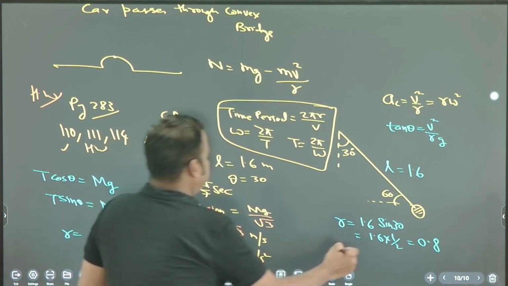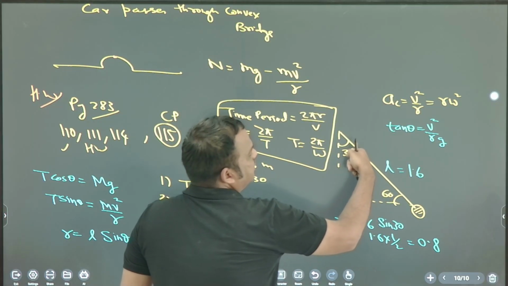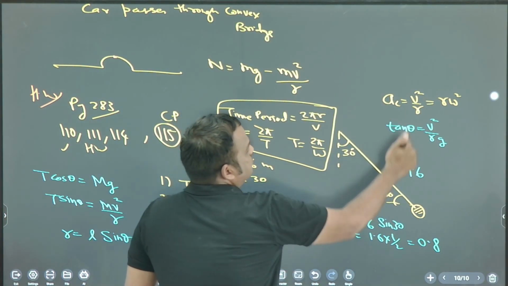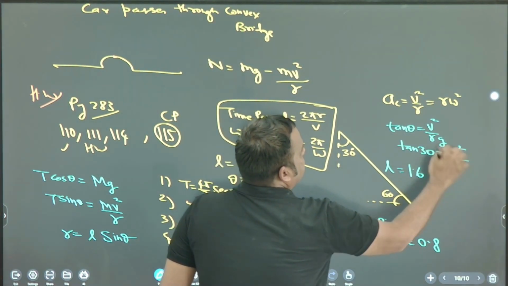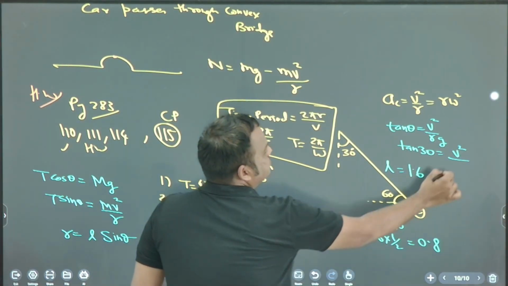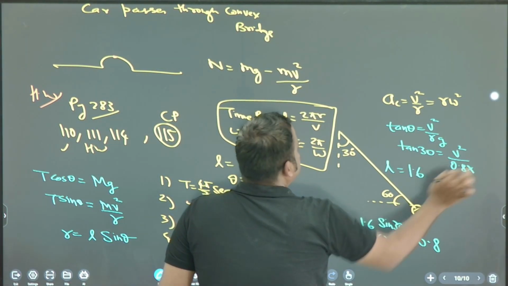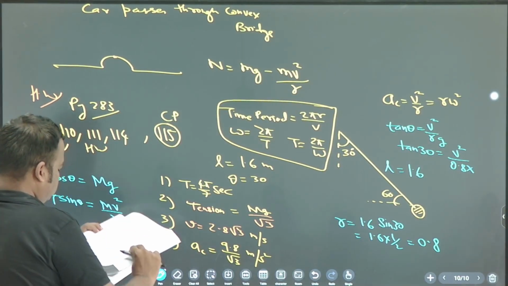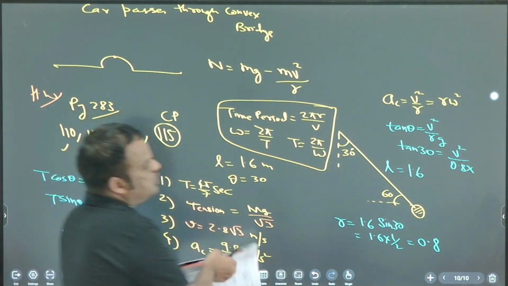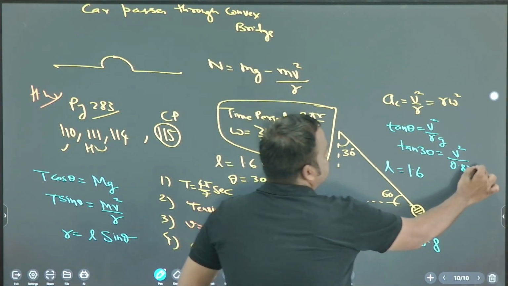So what is tan theta? Tan 30, what is tan 30? 1 by root 3. Tan 30 is equal to V square by Rg. R you got 0.8 into G. Now G value you have to take 10 or 9.8. Not given. So take 10. G is 10.